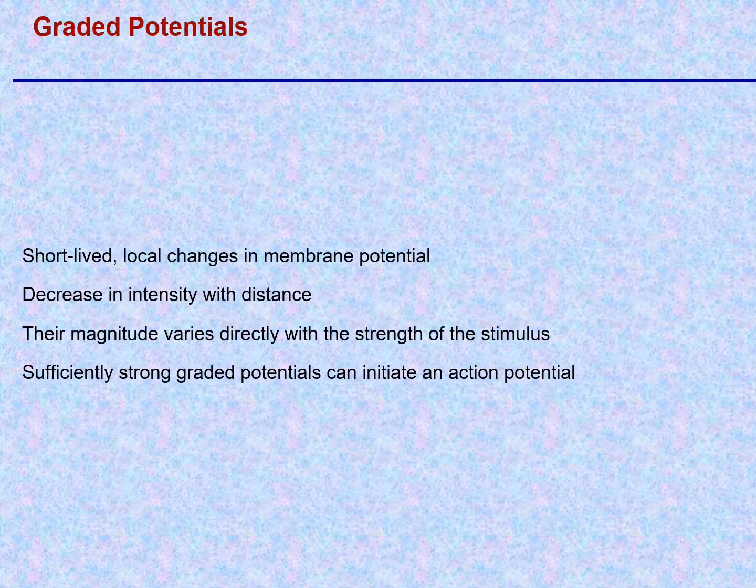Well, these little changes, these short-lived local changes in membrane potential in different small areas on either side of the membrane, just on the internal side of the membrane, are called graded potentials. So if you have a neuron, let's say you have a cell here, and it's a neuron, so it has its own axon going out, and it has dendrites that could receive signals.